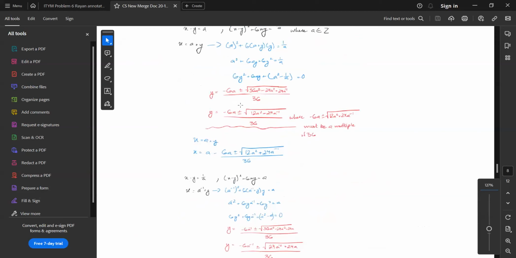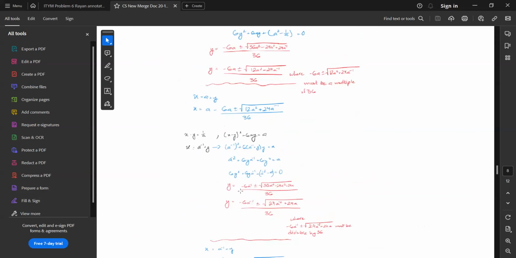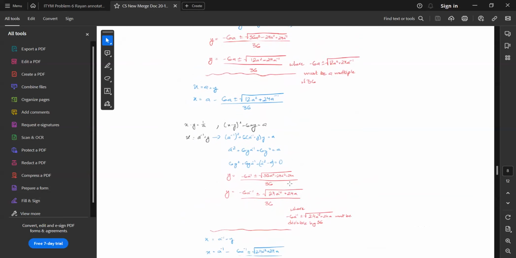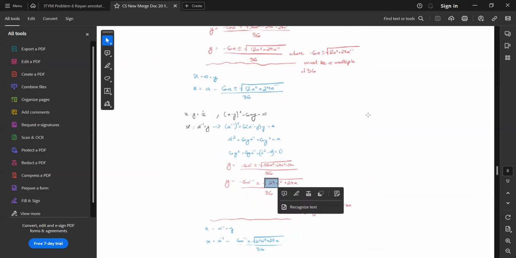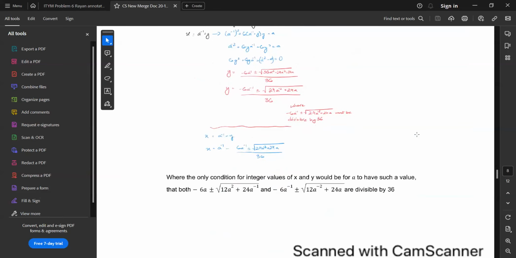If you have noticed, where we have a here, we get a to the power -1; where we have a square, we get a to the power -2; where we have a to the power -1, we get a. Also, I mistakenly wrote 24 here; it is 12, just like the first equation. And here also a needs to be an integer divisible by 36. Basically all of this has to be an integer divisible by 36. That's how I did the generalization.